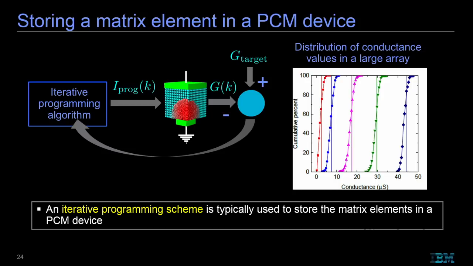This is an illustration of, suppose you want to go to a G target, then you apply some pulses, then you look at how far away you are from the G target, and then you keep on modifying the applied pulse so that you can eventually reach the G target value here. In fact, this works beautifully well. These are now experimental results from our lab on phase change devices across a large array. We are able to go to a desired target value, and these are the distributions that show how well your algorithm is performing, and how you can go to these values here.